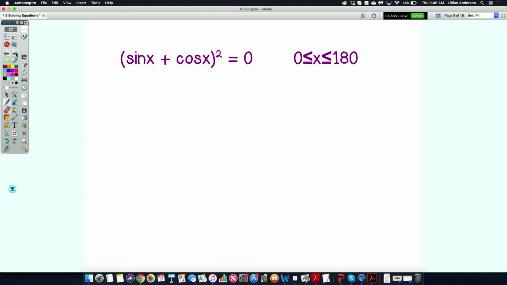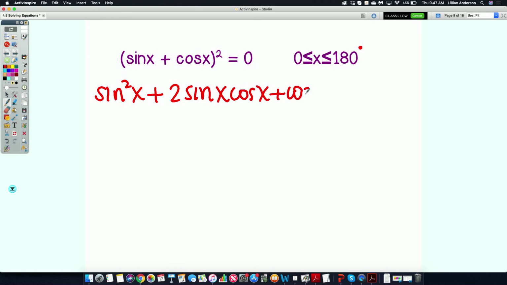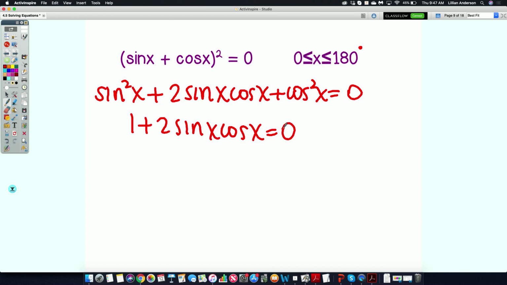You can have something like this. Again, x is between 0 and 180 degrees, which means all your solutions should be in degrees. A little bit of algebraic process to simplify this first before we actually solve. What should we do? And what's sine squared x plus cosine squared x? So this becomes 1 plus 2 sine x cosine x equals 0. What is 2 sine x cosine x? The double angle identity for sine 2x.